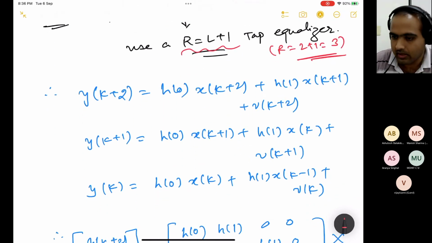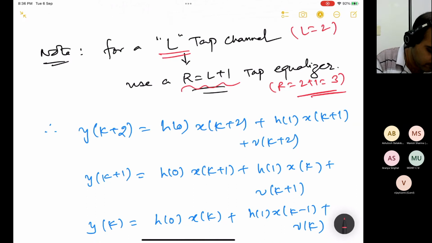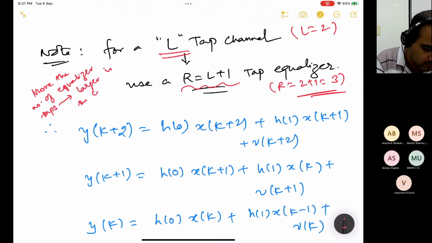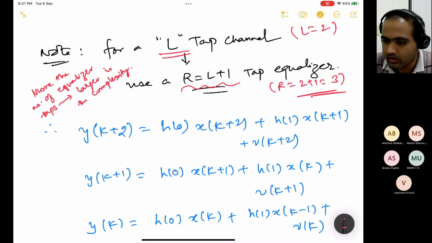But just remember that as the number of taps in the equalizer increases, the larger is the complexity, right? So the post-processing complexity will keep on increasing. Yes, someone has a question, I guess.